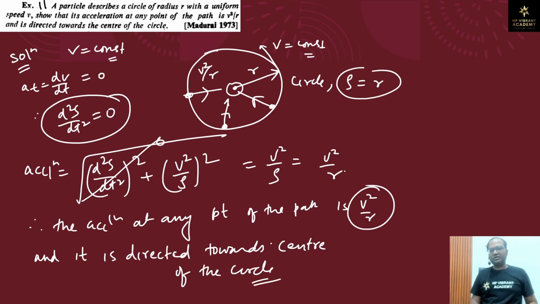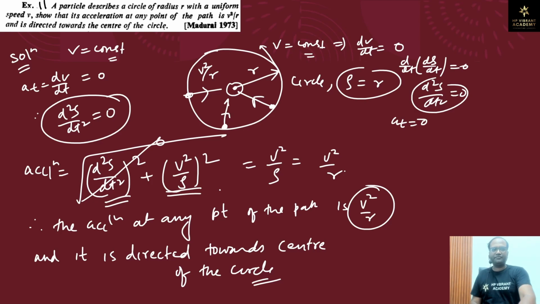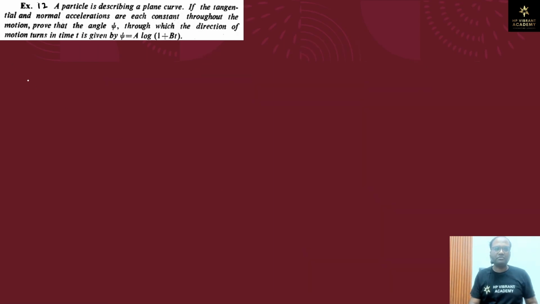Now because v is equal to constant, the tangential acceleration dv upon dt is equal to 0, and v we can write as ds upon dt. So we have d upon dt of ds upon dt equal to 0, so d2s upon dt square is equal to 0. This means the tangential acceleration is 0. We are left with normal acceleration. Okay, so let us discuss question number 12.